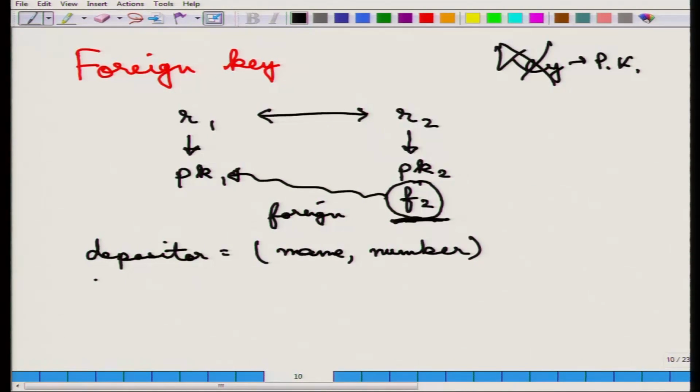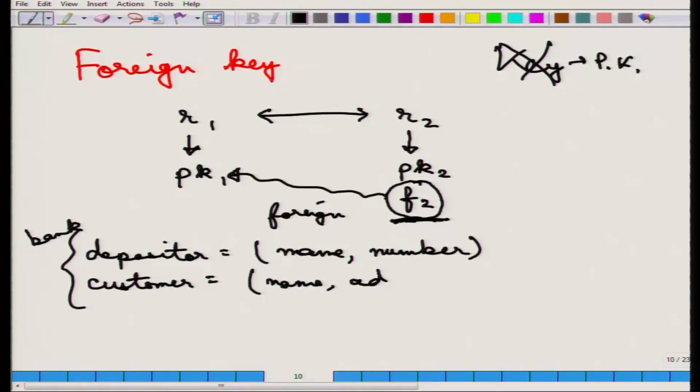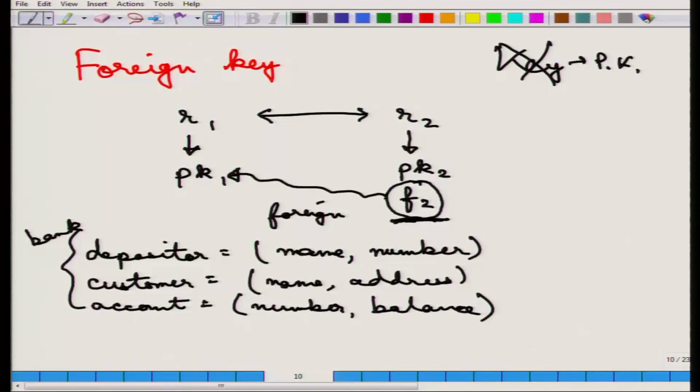Let us say there is a customer relation. This is all part of the bank database. There is a customer which has a name and some address, and then there is an account which has a number and the balance in that account. So, this is an example of a bank schema.